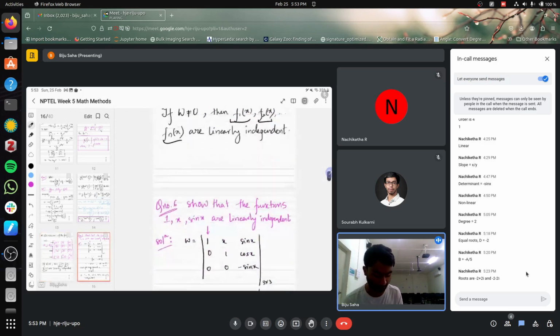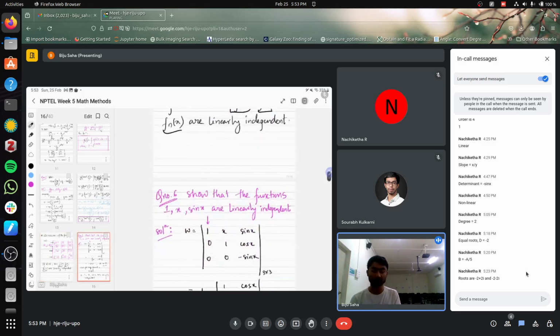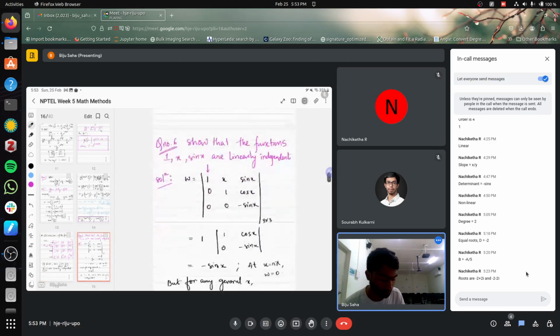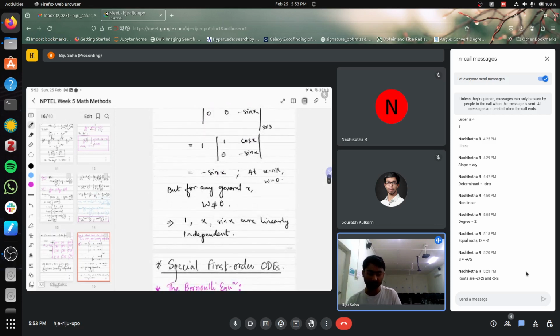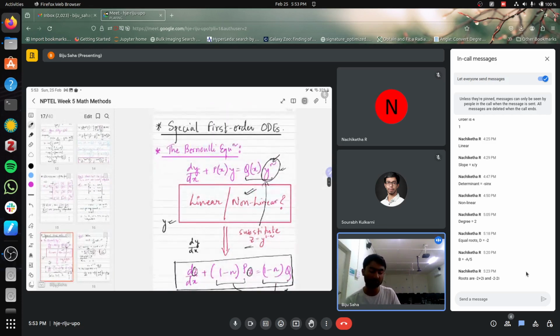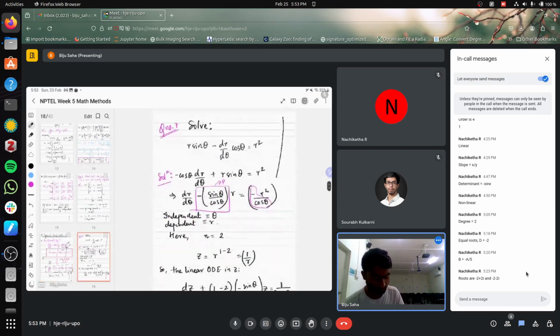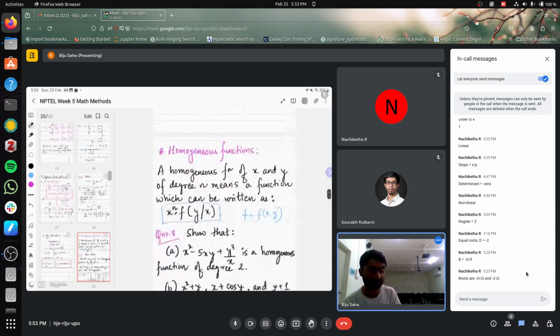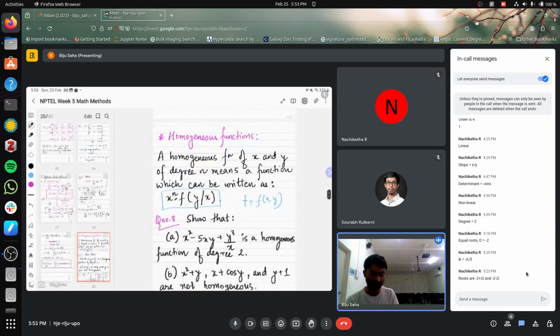So we had a set of functions, then we calculated the Wronskian. If the determinant of the Wronskian matrix came out to be non-zero, then we claimed that they are linearly independent. Then a special category of first order differential equation, the Bernoulli equation. And something we also discussed, homogeneous functions.